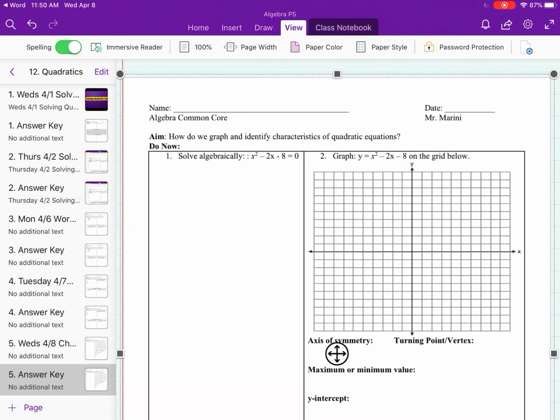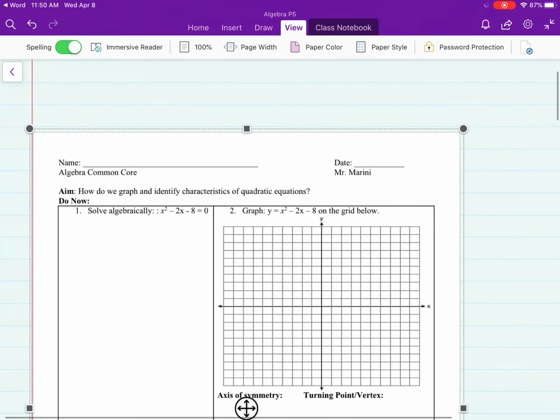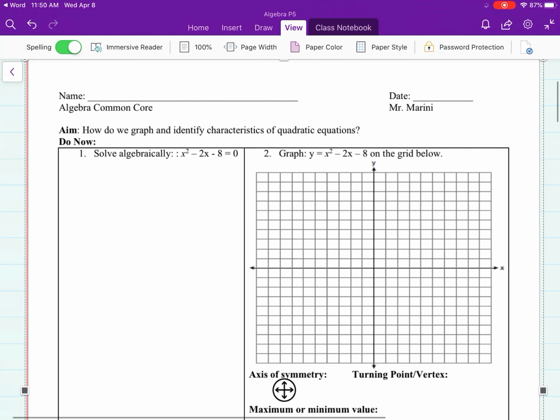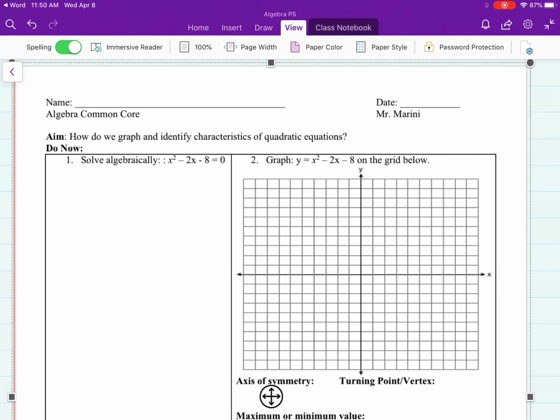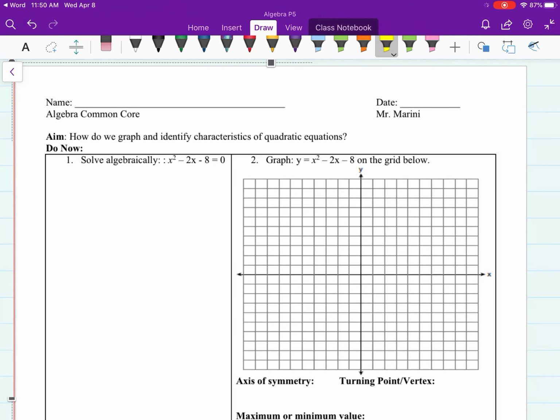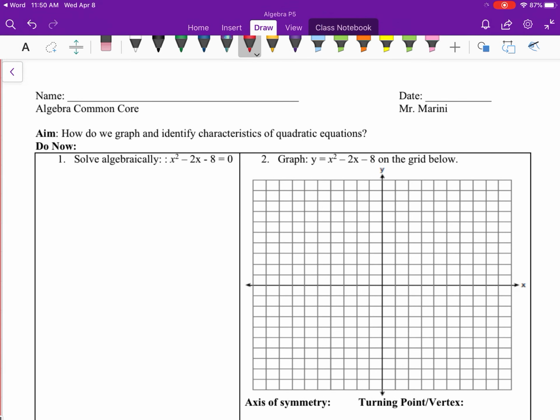I want to show you a lesson, kind of easy. We're going to just look at some characteristics of quadratic equations. The first do now question over here says solve algebraically. So this is something that we have been doing for the past week or so. The equation is x squared minus 2x minus 8 equals 0. So we're going to have to go ahead and solve that quadratic equation.